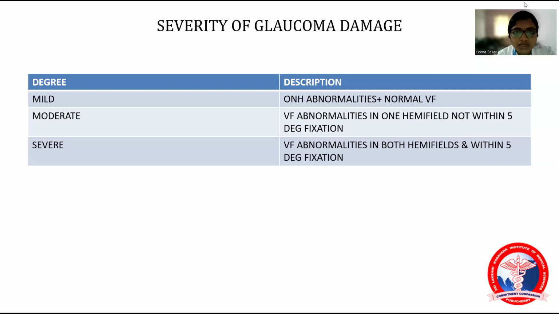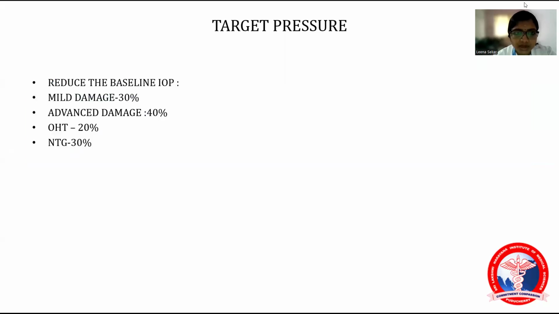Next, we have to set our target pressure. How we are going to set the target pressure is we have to measure the baseline IOP, and then we have to check the level of damage, and we have to reduce the baseline IOP. For mild damage, we can reduce 30%. For advanced damage, 40% reduction. Ocular hypertension cases, 20% reduction. Normotensive glaucoma, 30% reduction.